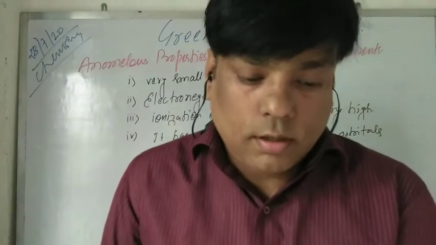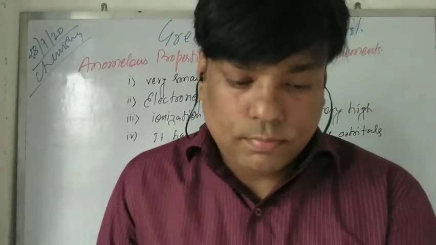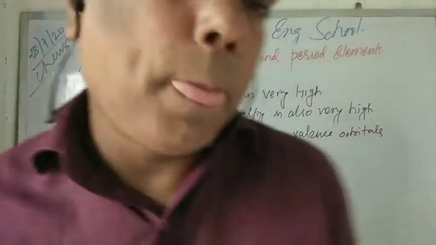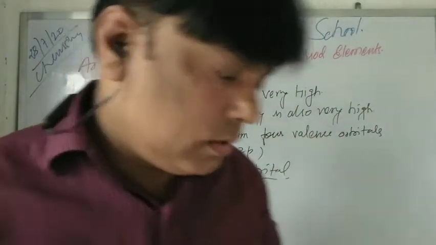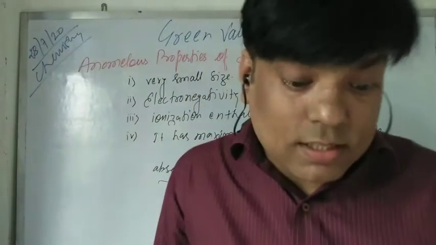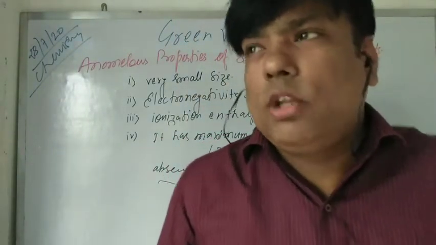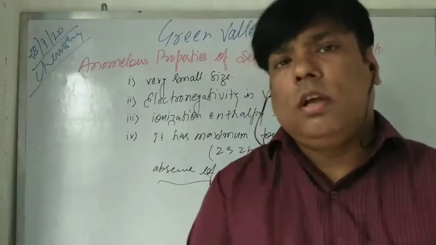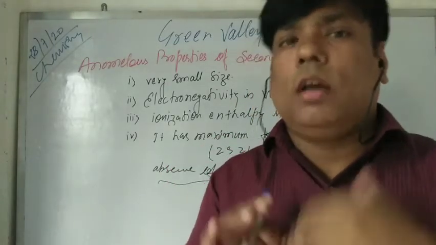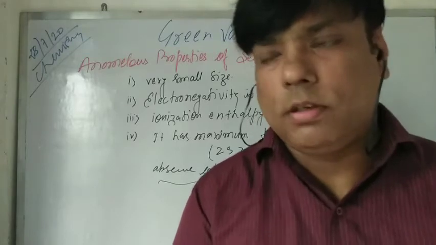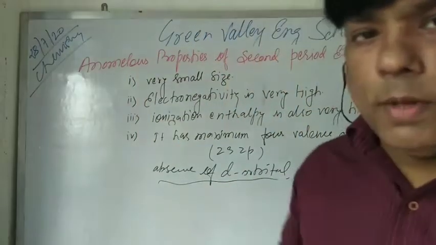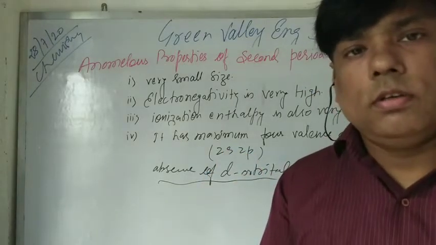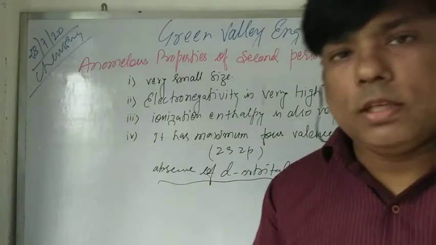So we are starting classification of elements and its periodic trend, right? Today our topic is anomalous behavior. Anomalous means that behavior of element which is different from other members of this element. Means in the same group, if a member is showing different behavior, then it is called anomalous behavior.